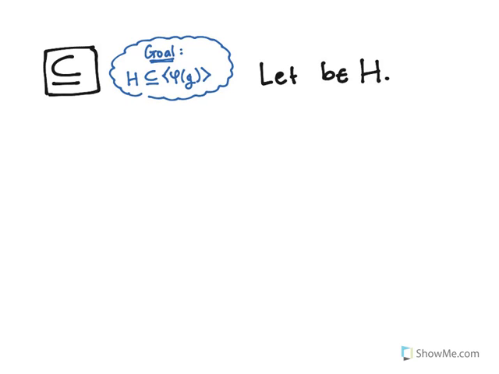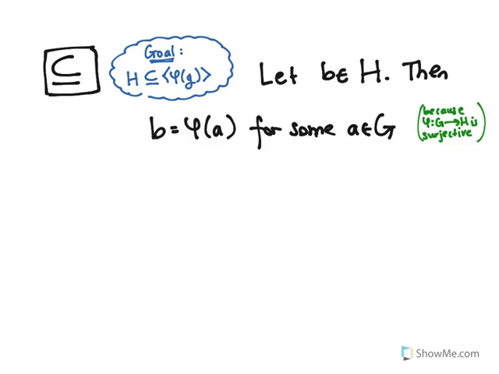So first, just to remind you here in this blue cloud, our goal is to prove that H is a subset of the subgroup generated by phi of G. And how do we prove something like that? We take an arbitrary element in the smaller one, so let B be an element of H. And I'm going to try to argue that B is actually an element of the subgroup generated by phi of G. Well, what do I know about B?